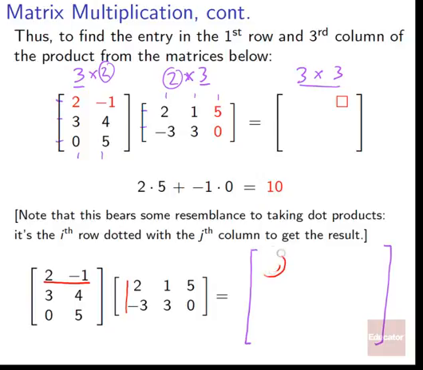So 2 times 2 and negative 1 times negative 3, then added together. 2 times 2 is 4, negative 1 times negative 3 is positive 3, so 4 plus 3 is 7. Then 2, negative 1 on 1, 3, first row on second column: 2 times 1 is 2, negative 1 times 3 is negative 3, add those together and you get negative 1. Then 2, negative 1 on 5, 0: 2 times 5 is 10, negative 1 times 0 is 0, so we get 10. So there's our first row after we've worked through all three columns.